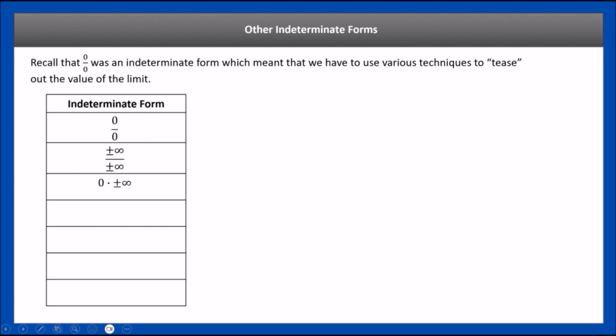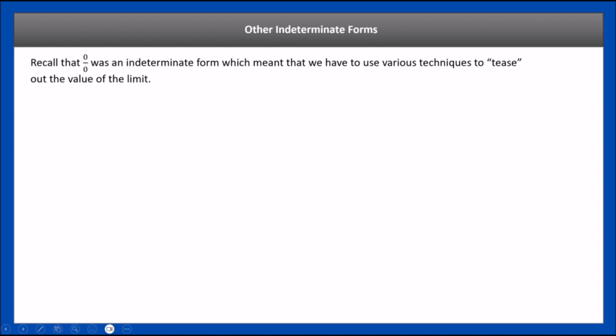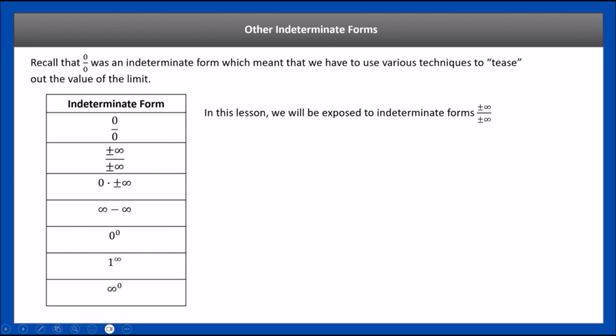The next indeterminate form is 0 times infinity. I know it looks very odd, but 0 times infinity is an indeterminate form, 0 times positive or negative infinity. And if we have infinity minus infinity, that's also an indeterminate form. We cannot say it's 0 or any other value, because some infinities tend to grow at different rates than others. You'll see that when you look at some other function examples, but that's indeterminate. And we have 0 to the 0 power, that's also indeterminate. 1 to the infinity is indeterminate. And the last one is infinity to the 0 power.